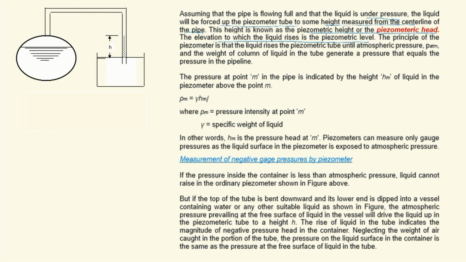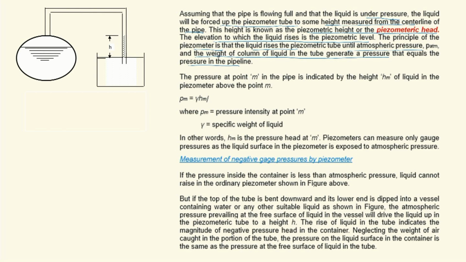So the principle of the piezometer is that the liquid rises in the piezometric tube until atmospheric pressure and the weight of column of liquid in the tube generate a pressure that equals the pressure in the pipeline. So what is the principle of the piezometer? The principle of the manometer we discussed, that is balancing the column of liquid, by the same liquid or some other liquid. So here the same liquid, the principle of piezometer is that the liquid rises in the piezometric tube until the atmospheric pressure and the weight of column of liquid in the tube generate a pressure that is equal to the pressure in the pipeline.